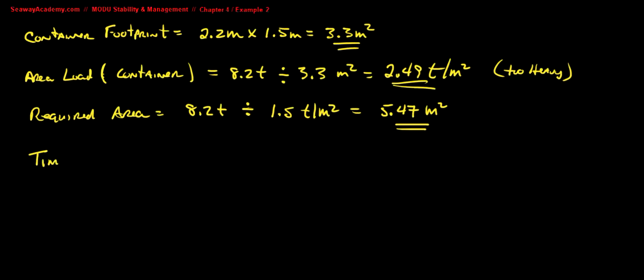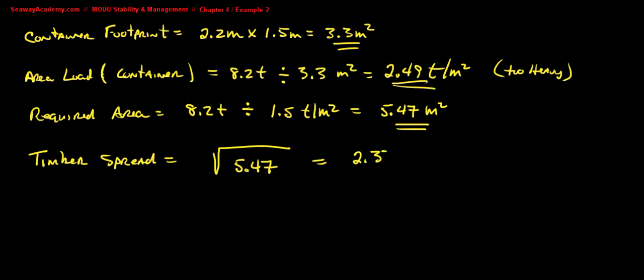So now we have to calculate the spread of the timbers. Obviously we're going to have to disperse the load over a larger area than the actual footprint of the container. So we take the square root of the required area, which is 5.47, and we get 2.33 meters. So we have to put the timbers 2.33 meters apart.